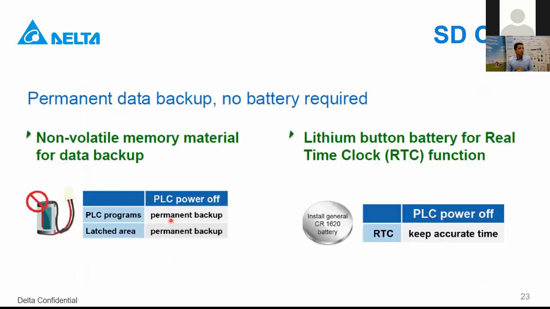The other thing I want to highlight is that we have a permanent data backup. It means that when you switch off the PLC, the data you stored in the PLC will not be removed. When you power it on, it will still be there. And for this, no battery is required. We need a battery for real-time clock applications. If you need to use the real-time clock, then you need an additional battery to keep the time information. But for the data, we don't need any battery.